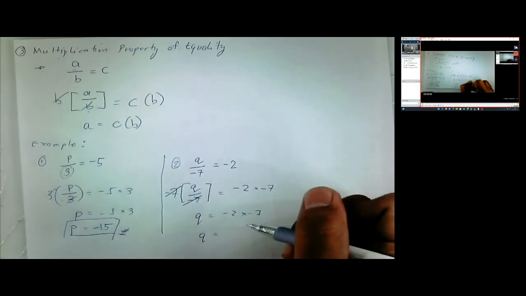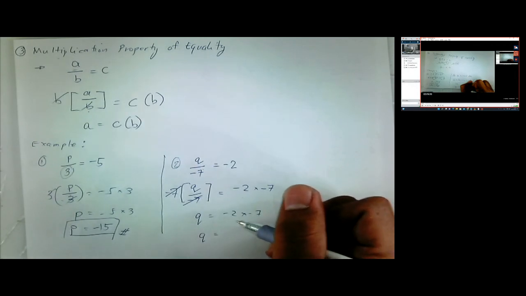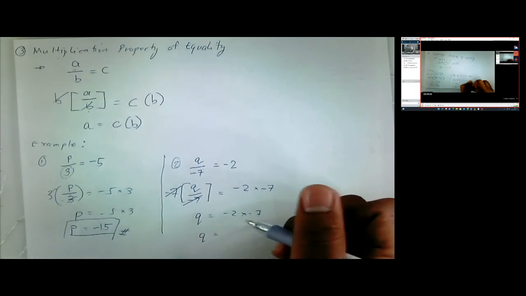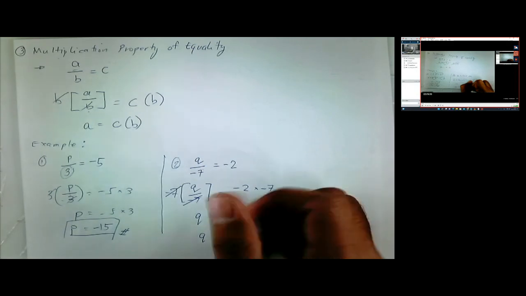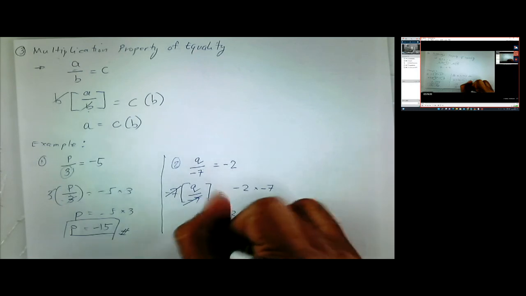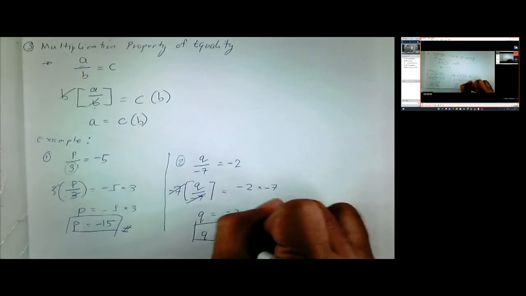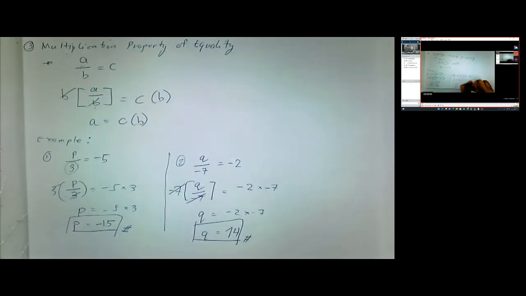And what is negative 2 times negative 7? 14. Very good. Positive 14, because negative times negative is positive. Okay? Remember, you're only going to multiply if there is a denominator. Then you can apply the multiplication property of equality.